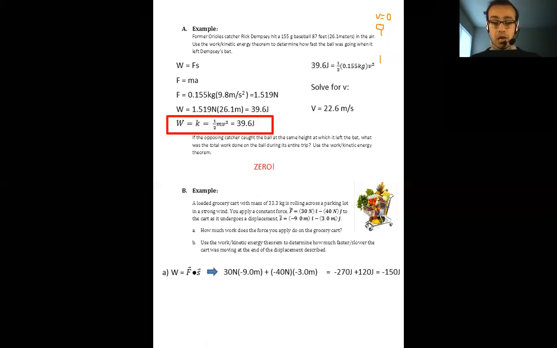This makes sense. You would be doing negative work in this case because you are opposing the direction of the displacement and you are slowing the cart down. All right.